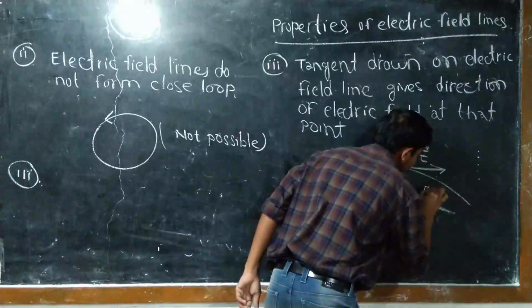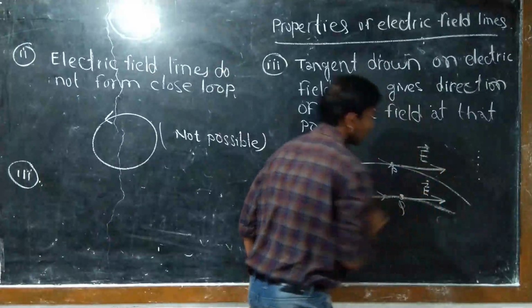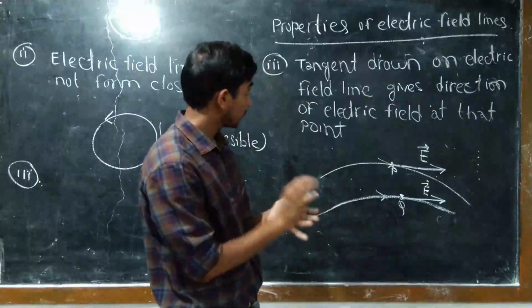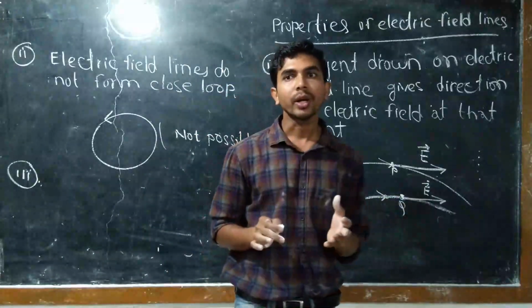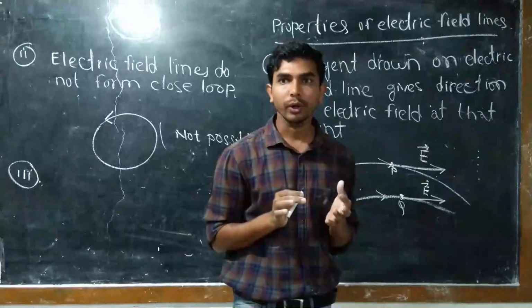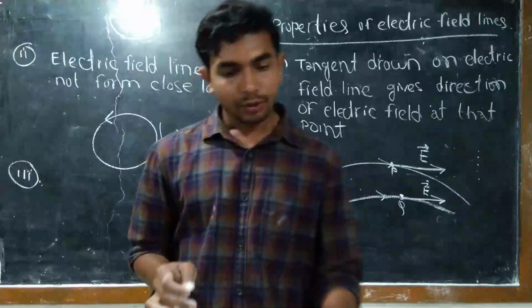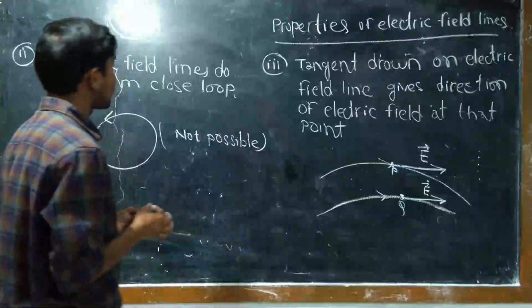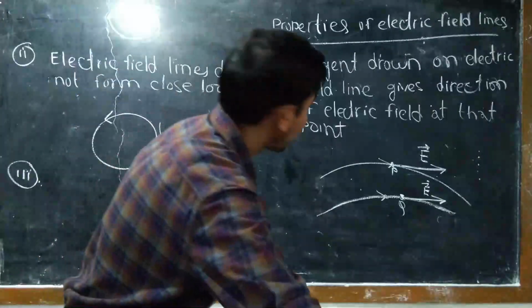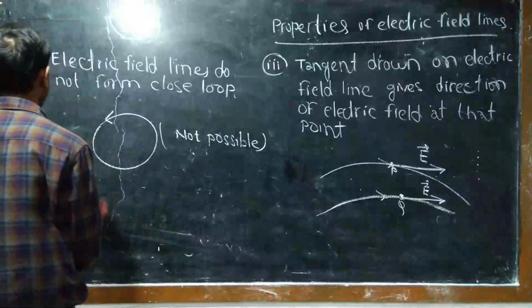So this is also your direction of electric field. Okay. So third point is, by drawing tangent on electric field lines, we are able to find direction of electric field at that point. Okay. Third point is already done. Fourth point. Now I am going to write.